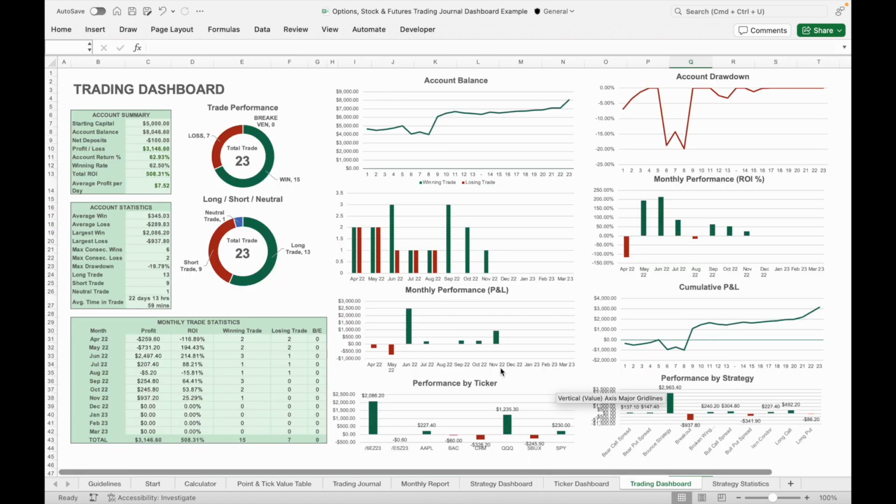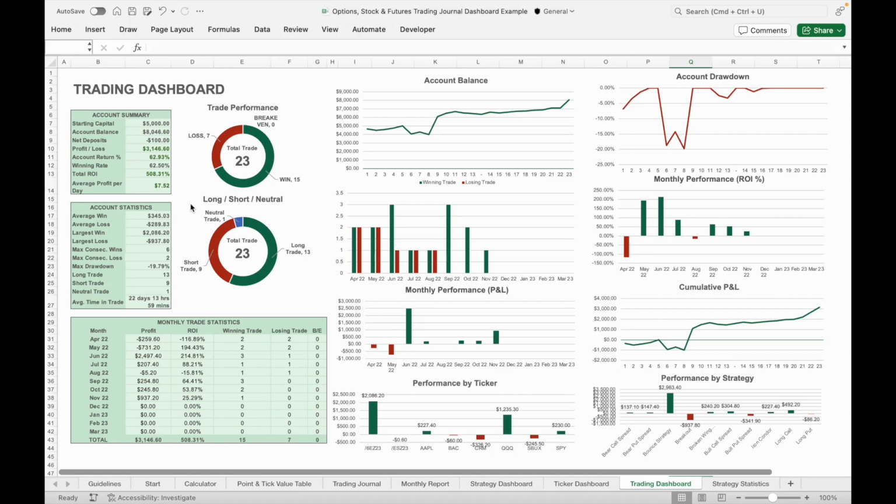Lastly, my favorite part of the journal is the main trading dashboard. It provides a comprehensive overview of your account's trading activity over a 12 month period. It displays your account summary including starting and ending balance, total P&L, win rate, total ROI percentage, and key account statistics such as average win and loss, largest win and loss, maximum consecutive wins and losses, and average time in trade. The pie chart illustrates the trade performance, showing the number of winning or losing trades, as well as long or short trades.